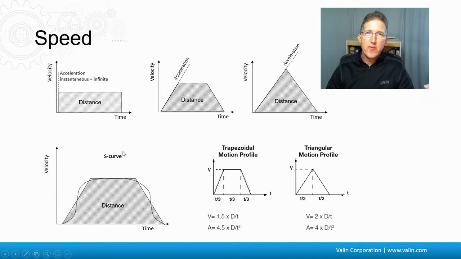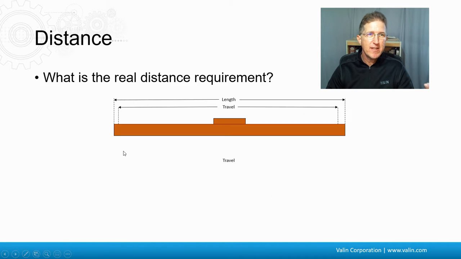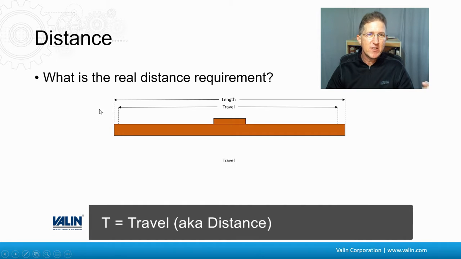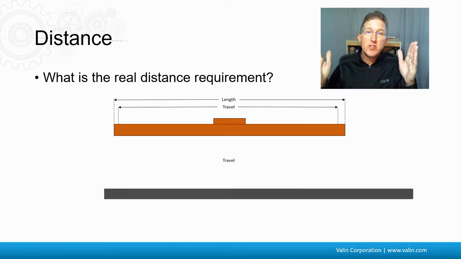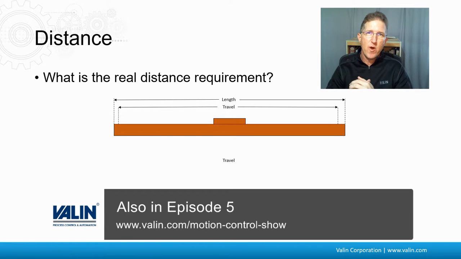So we've gotten through the LOS of LOSTPED. Let's take a look at T, the travel or the distance. What's the real distance requirement? Some people will talk about the length of the actuator. I need an actuator that's 1 meter long. Or I need to move a travel that's 1 meter.